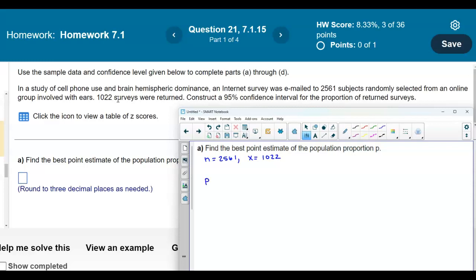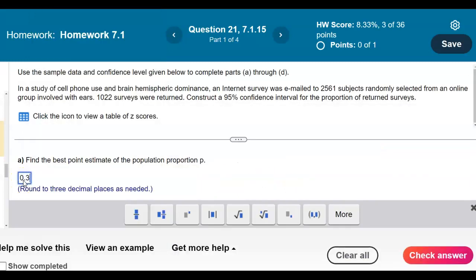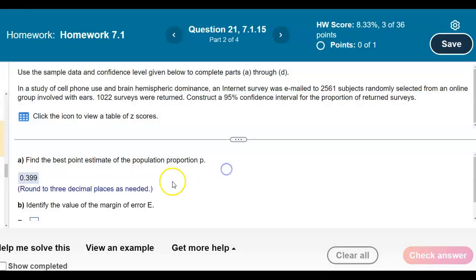So now we want to be able to find the point estimate. To find the point estimate, it's going to be the value of X divided by N. So we have 1,022 divided by 2,561. And we're going to round that to 3 decimal places, which gives us 0.399. So let's go ahead and substitute that into our answer and check. Therefore, there is the best point estimate.